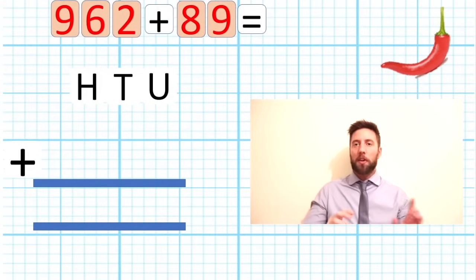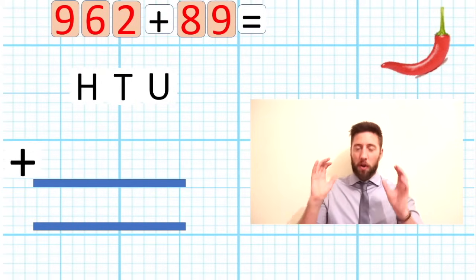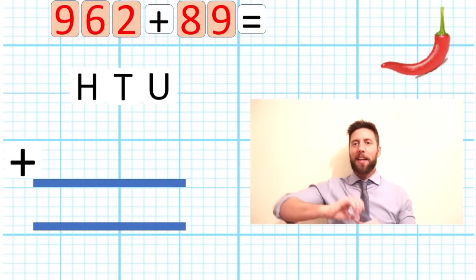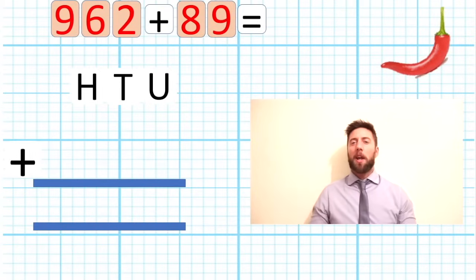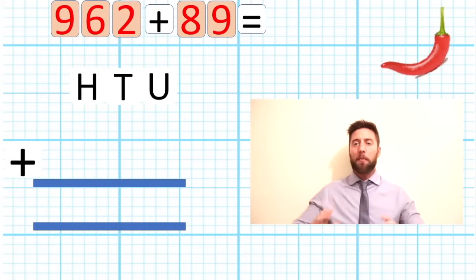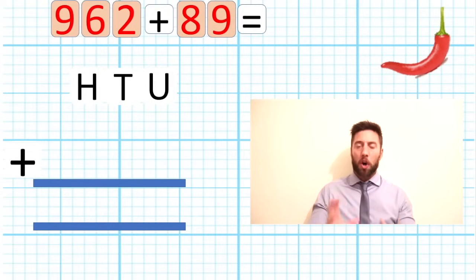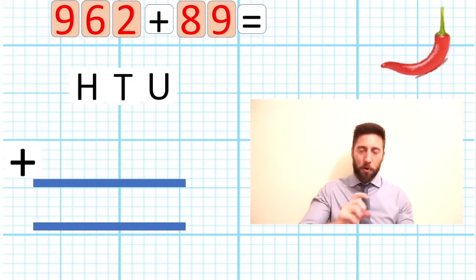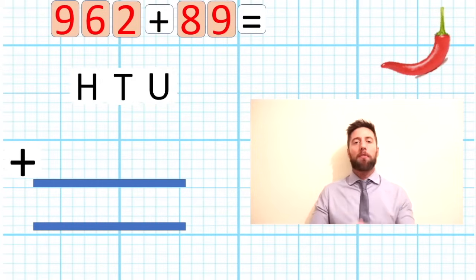We have got different amounts of digits in our question. We've got 962, which is a 3-digit number, and we have got 89, which is a 2-digit number. Now I cannot tell you how many times I have seen this mistake where children or adults even put these in the wrong column. So we need to understand place value again. You are going to get sick of me saying place value, but it is very, very important. So we need to understand what the value of these numbers are and where to put them.